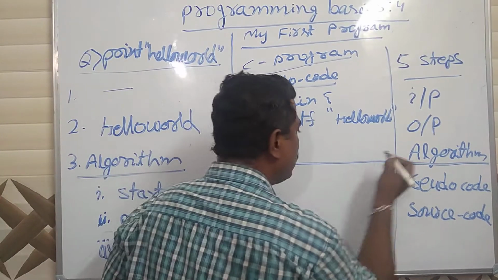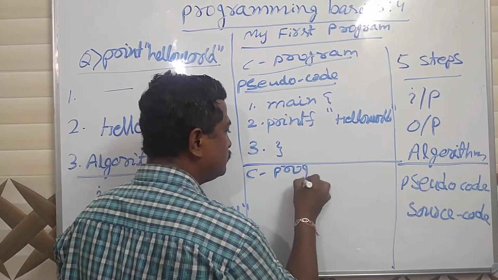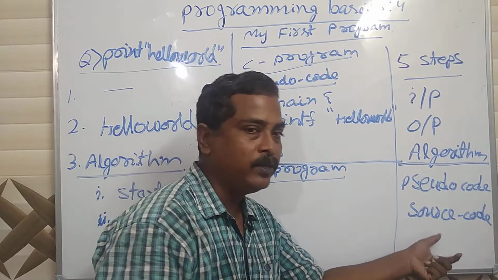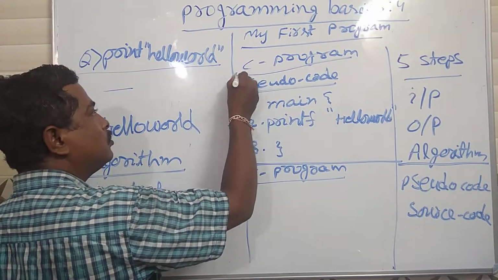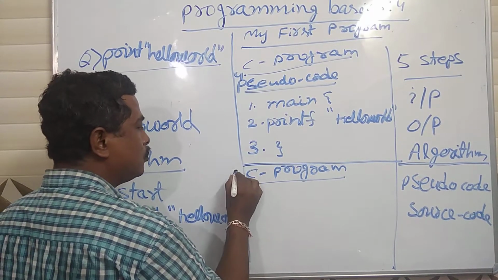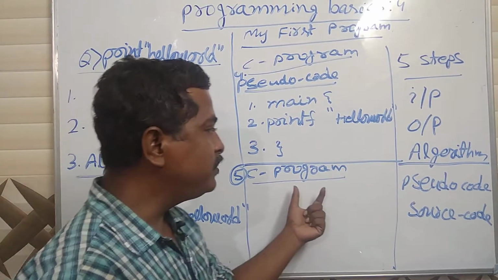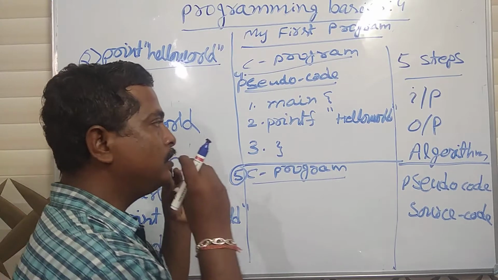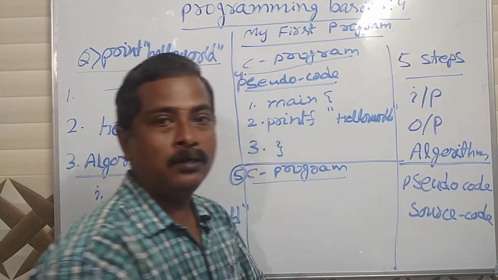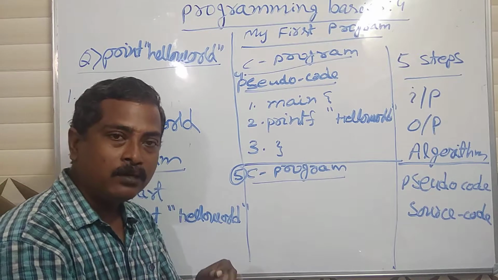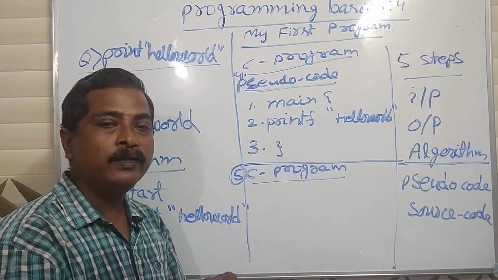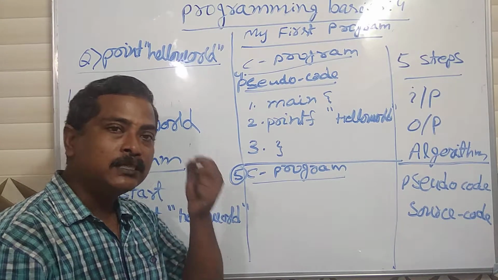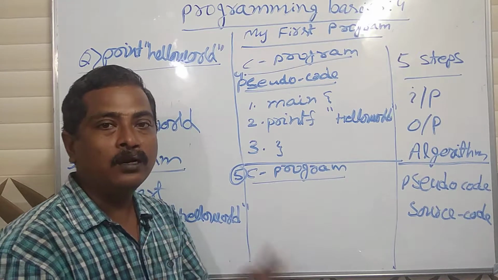When you come to the C program, now you are writing the exact source code. The fourth step is pseudocode, the fifth step is the code. In the fifth step, you have to follow the syntax. There is no alternative, there is no way to escape. If you miss any semicolon, any dot, any one character, opening or closing parenthesis, the program will not run.